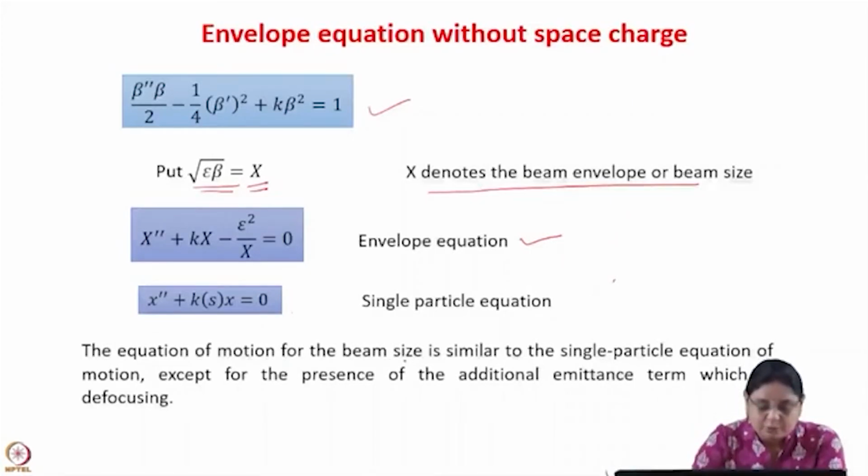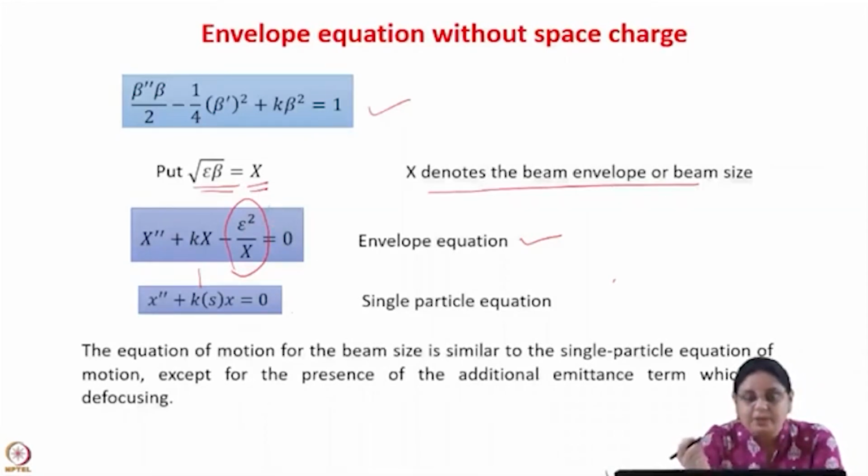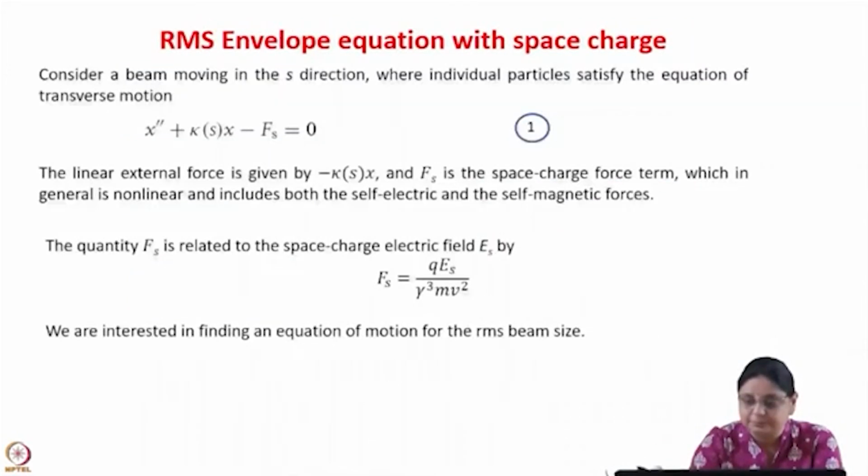Now the equation of motion for beam size is similar to the single particle equation of motion, except for the presence of an additional emittance term, which is defocusing. So this is the envelope equation, and this is a single particle equation. They are similar except for an additional term in the envelope equation, which includes the emittance, and this is a defocusing term. Now let us try to calculate the envelope equation and the single particle equation with space charge.